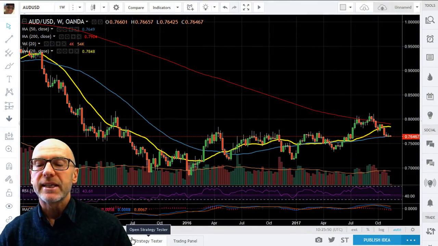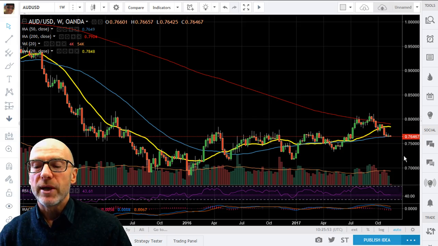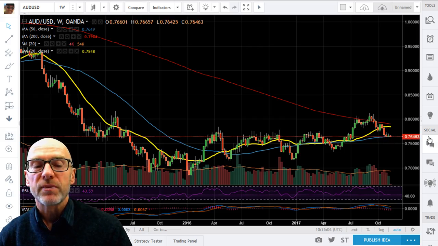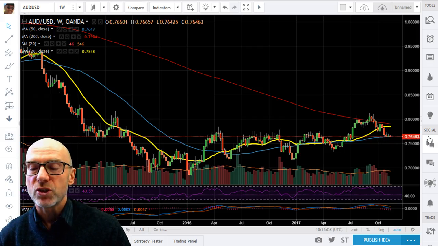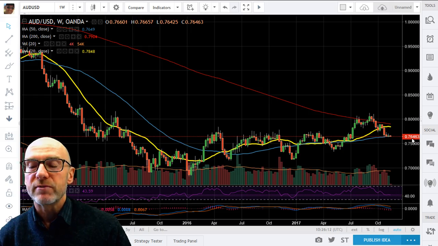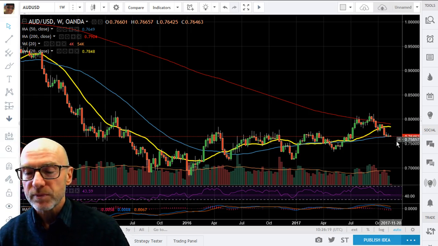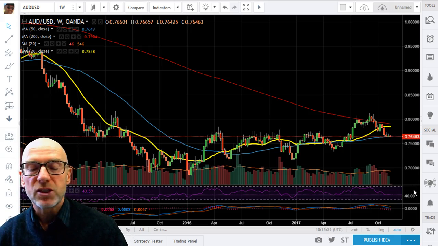So looking at the weekly, as usual, each week here represented by one candle, and you can see that the Aussie dollar's pulled back all the way to the 50-week moving average. That's at 76.49, marginally above where we are on spot, which is 76.46, but it's still giving support and is seen as quite critical. You can see momentum has been lost.